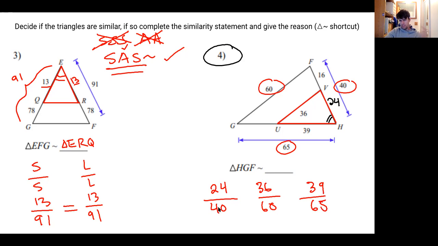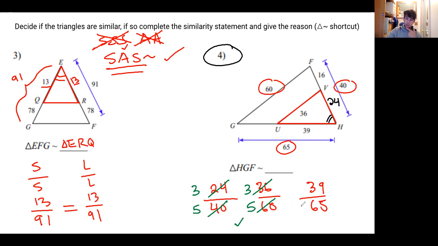These aren't as easy as some of the other ones we've done. These are both divisible by 8. So 24 divided by 8 is 3. 40 divided by 8 is 5. So 3/5. 36 and 60, those are both divisible by 12. 36 divided by 12 is 3. 60 divided by 12 is 5. Okay, good. 3 to 5, 3 to 5. Those are equal, so we're good there.